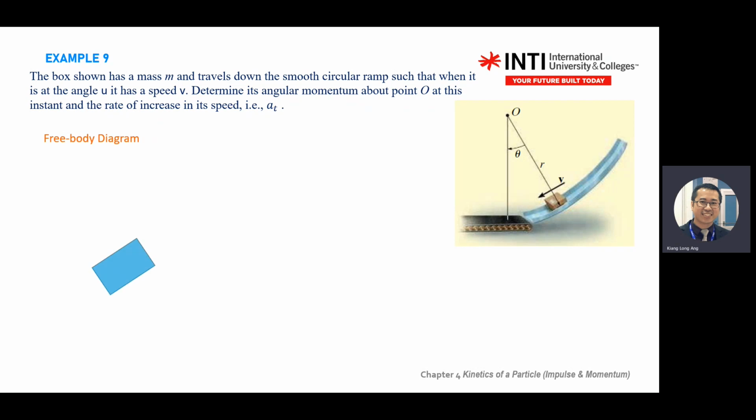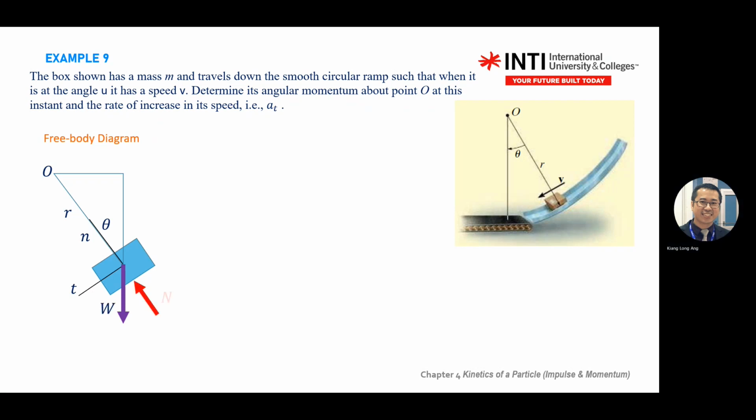Okay, free body diagram. You look at the diagram, you draw normal and tangent because you have a curved surface. And then you draw the reference point O. R or normal will always point to the center of the curve. You have an angle and you have a weight pointing down. You have a normal because there's always a contact surface.